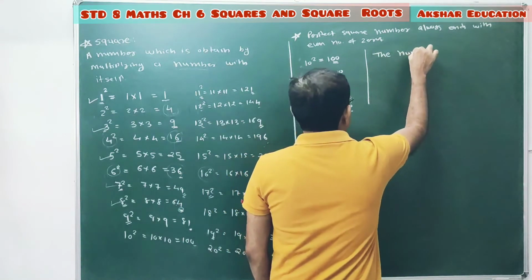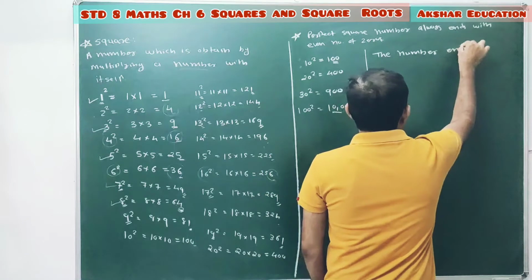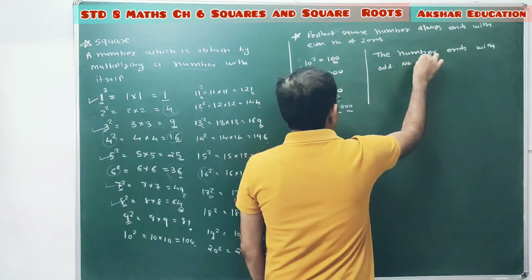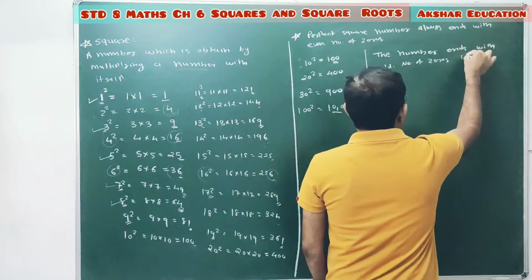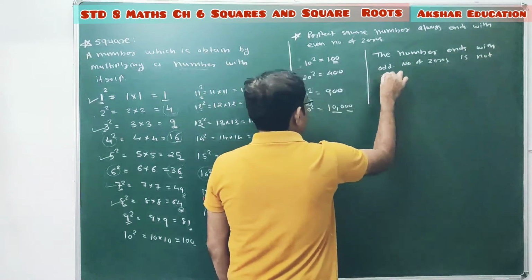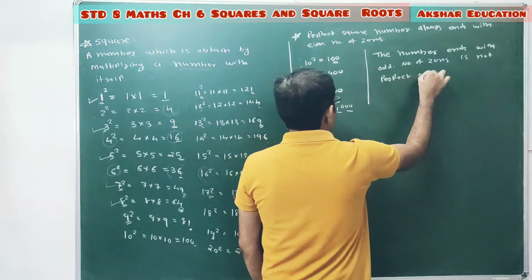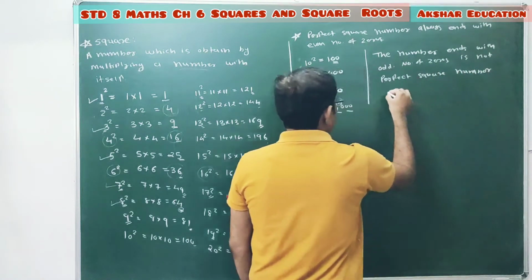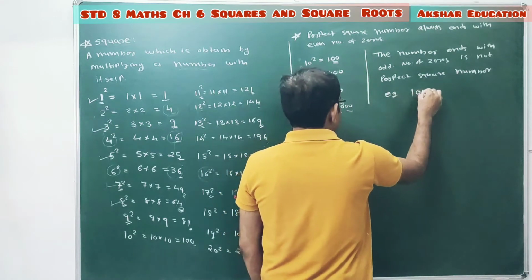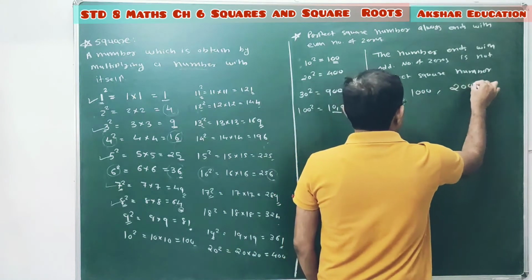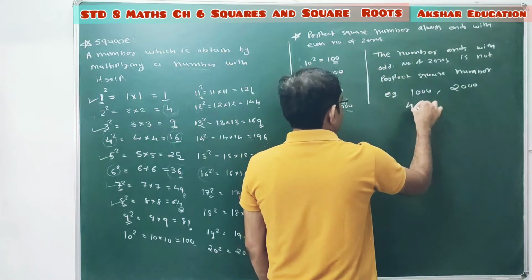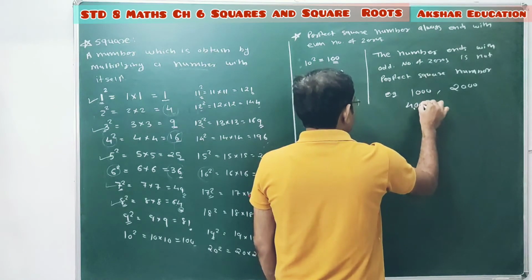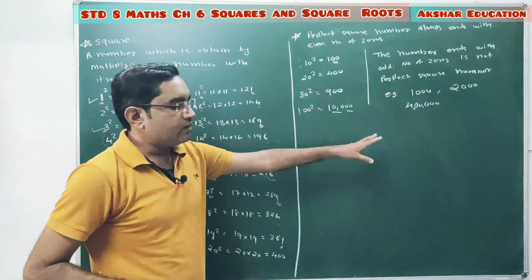The number that ends with odd number of zeros is not a perfect square number. Clear students? Suppose for example 1000, for example 2000, for example 4 lakh. So these numbers are not perfect square numbers.